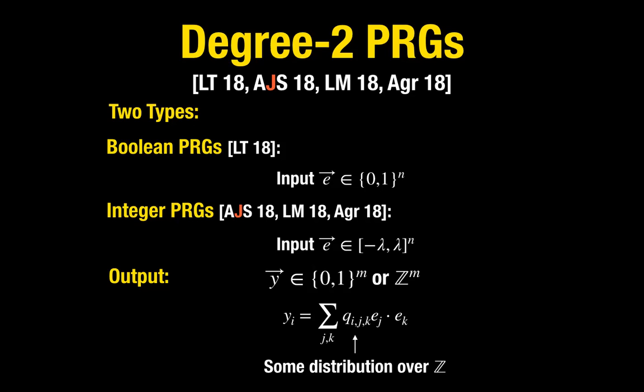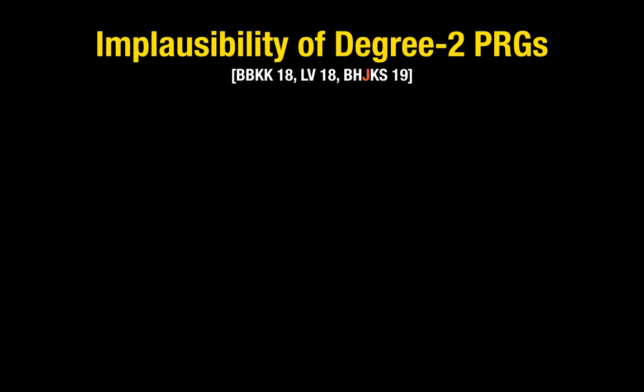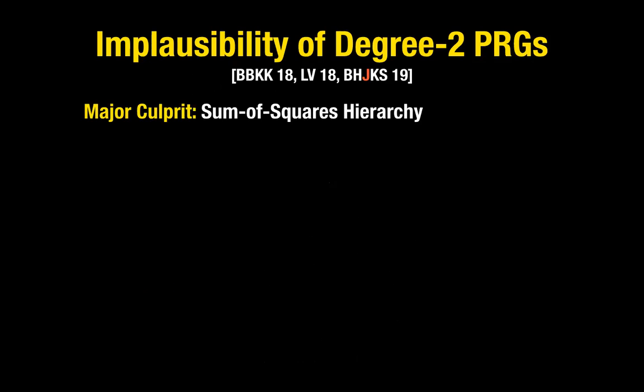And that was it. However, what turned out later was that just the fact that it has such a simple structure, this degree 2 structure, was problematic. And if you're from the algorithms community, you can already see it, but we were exposed to a devastating series of implausibility results. The main culprit behind all these implausibility results was this powerful hierarchy of convex optimization algorithms called the sum of squares hierarchy. In fact, this is the same hierarchy which gives us the best known approximation algorithms for many of the hard problems out there, such as the max cut problem, which is an NP-hard problem.